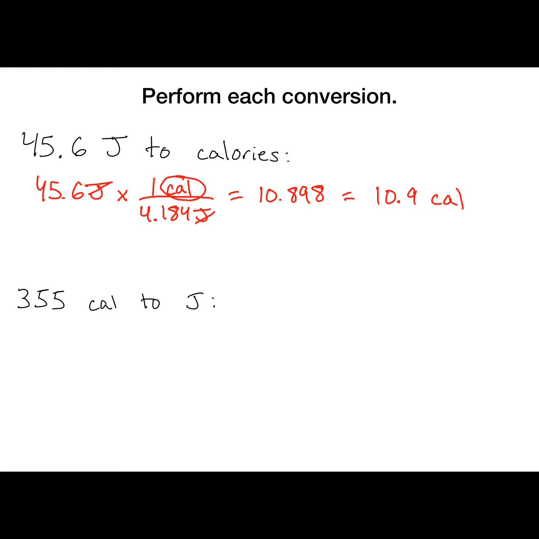Our second problem is 355 little calories to joules. Now this is just the opposite of what we just did. So as always, we start with what we were given, which is 355 little calories times 1 calorie for every 4.184 joules, except this time the 1 calorie is going to be on the bottom. So we have 4.184 joules per 1 calorie. The little calories cancels out.